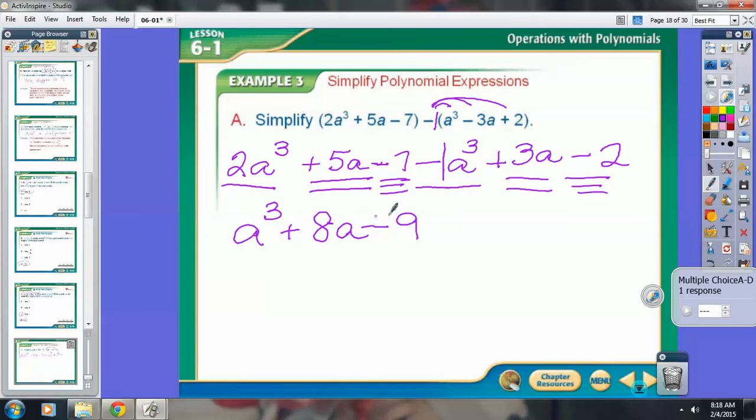-9. Can I add any of these terms together? No, they all have different exponents. They have the same variable, but different exponents. So we need minus. That is my final answer. Guys, remember, you can multiply anything you want. You just cannot add and subtract unless they're like terms.